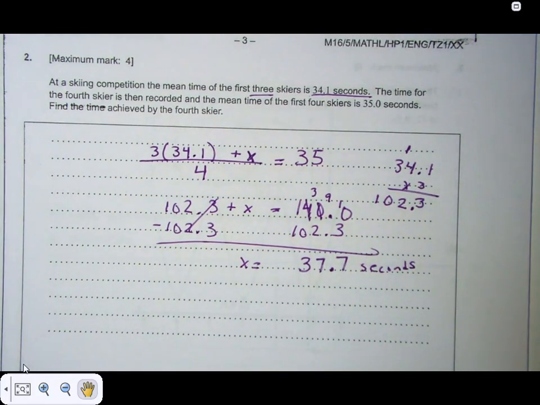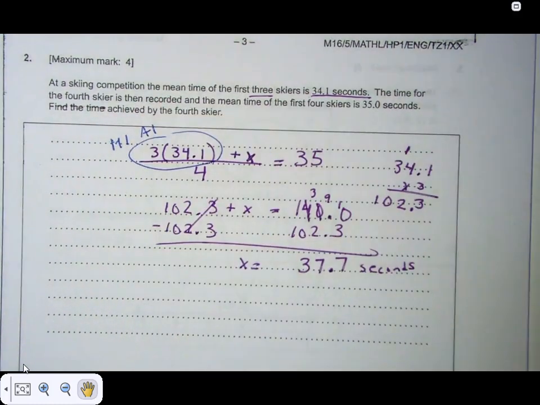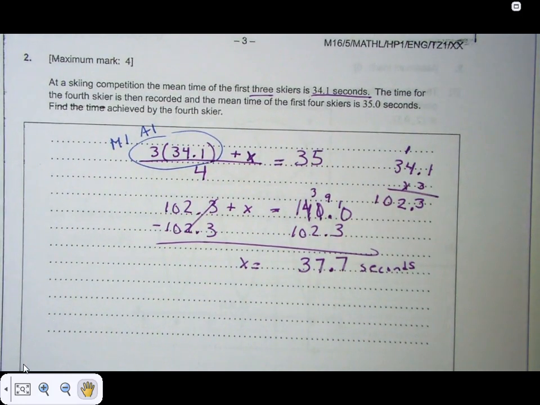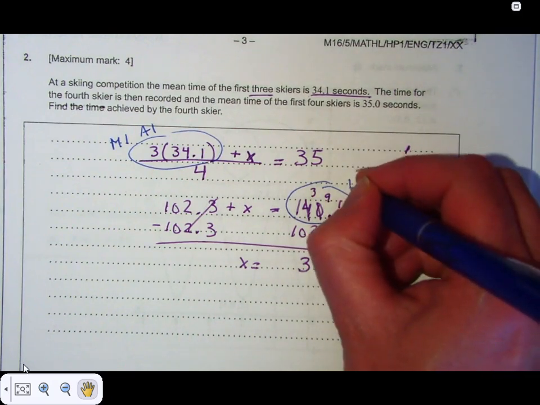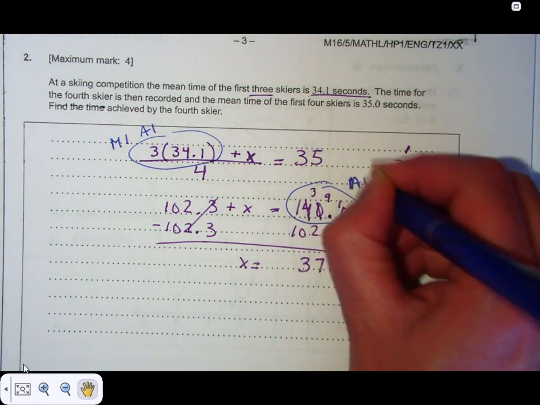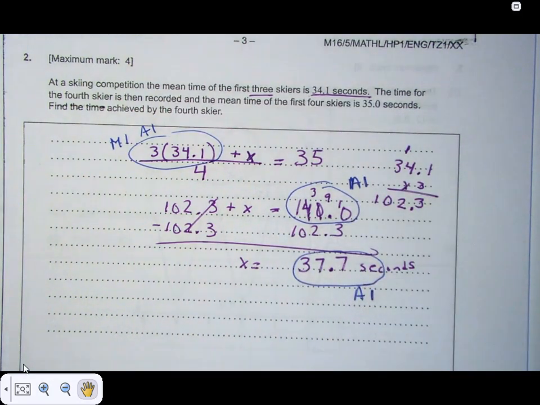As far as marks, they gave you like 1 mark for method and 1 mark for accuracy if you figured out like the 3 people's total time. And then they gave you a mark if you figured out that this would be the total of all 4 people. So this, actually it was an A1 mark. And then if you got the right answer, that was a mark. Okay, and you didn't have to show it as an equation. You could have just done 35 times 4 and subtracted the 34.1 times 3, and you would get all the marks. You just need to show it.